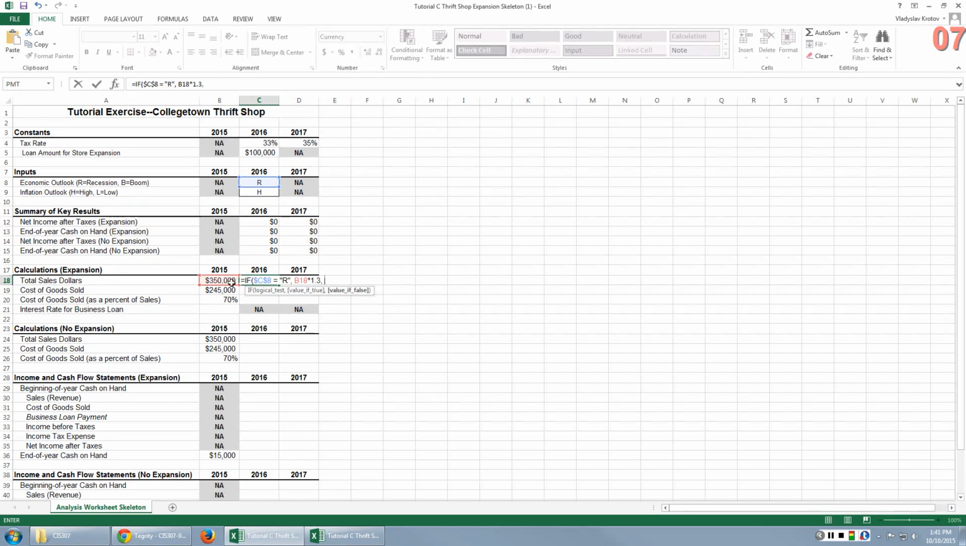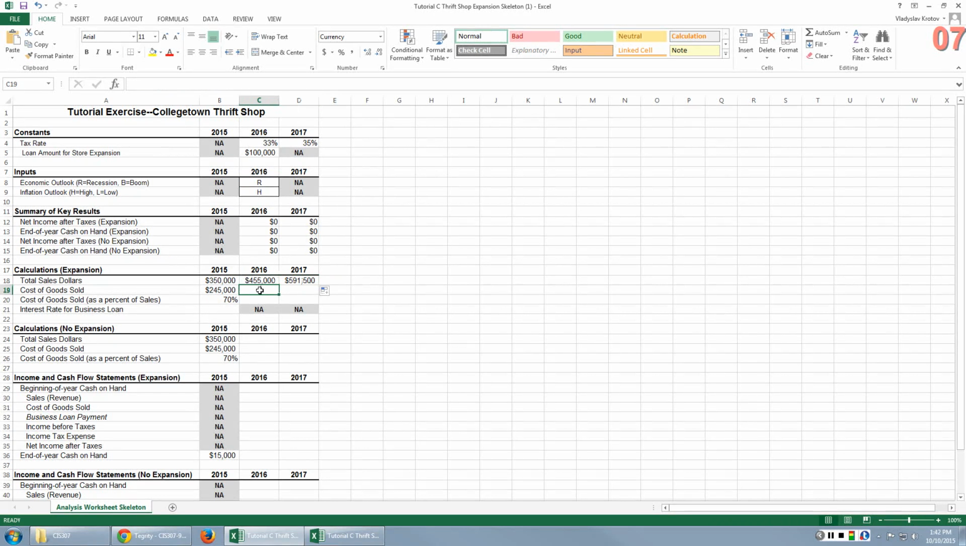If you expand, but recession does not continue, you have a boom, then you have a growth of 15%. So it's this cell condition, if this is false. So this is the condition. This is what happens if the condition is true. This is what happens if the condition is false. False means it's not recession. It's boom. So in that case, we increase it by 15%. Okay. And then you can just copy this formula by clicking here in the corner, and here you have expansion.